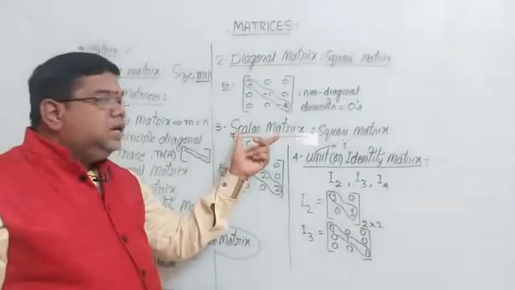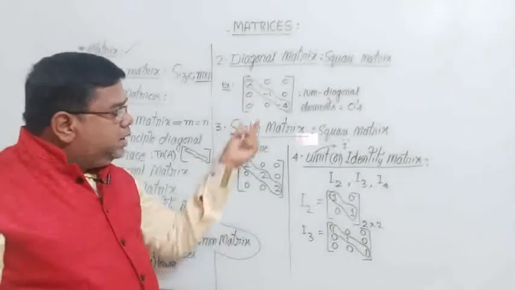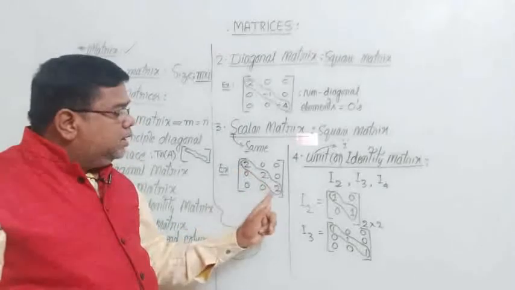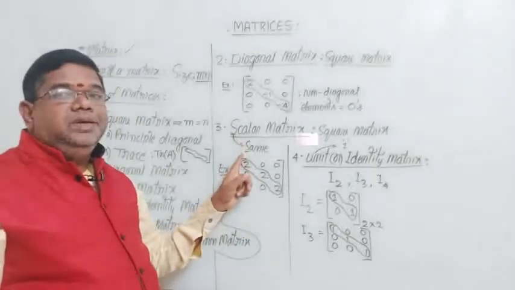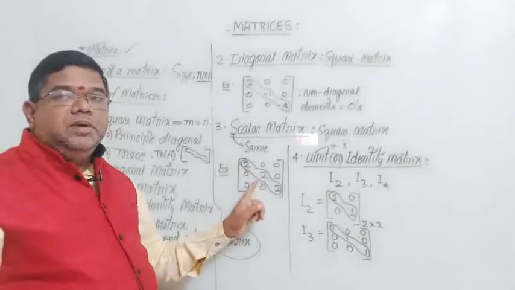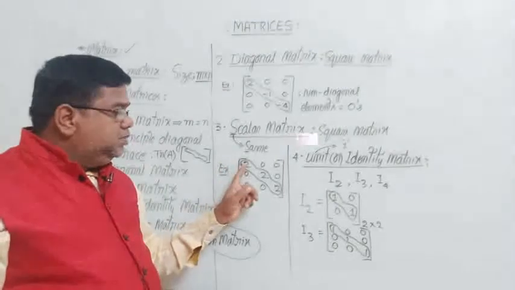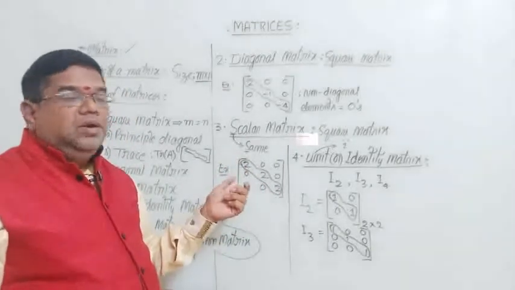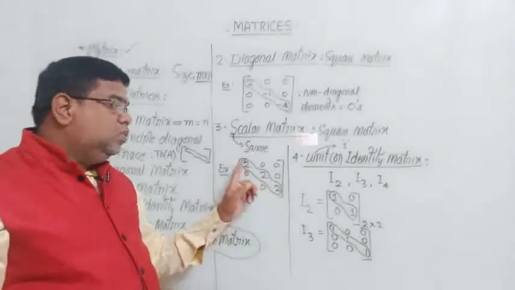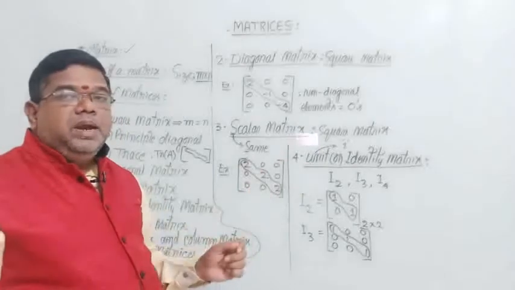Now the next one is the scalar matrix. It is also a diagonal matrix, but the principal diagonal elements are the same. Scalar means same, so you can remember it very easily. Here the elements may be the same, like minus 1, minus 1, minus 1, or 2, 2, 2, or 3, 3, 3. Now if the principal diagonal elements are only ones, it is called the unit matrix or identity matrix.